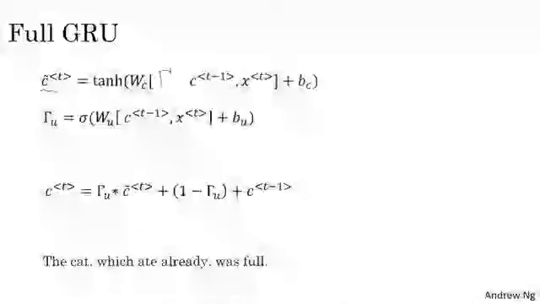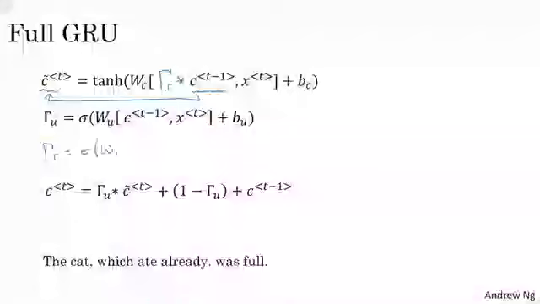I'm going to add one more gate. So this is another gate, gamma R. You can think of R as standing for relevance. So this gate, gamma R, tells you how relevant is c^(t-1) to computing the next candidate for c^t. And this gate, gamma R, is computed pretty much as you expect, with a new parameter matrix W_R, and then the same things as input x^t plus b_R. So as you can imagine, there are multiple ways to design these types of neural networks.